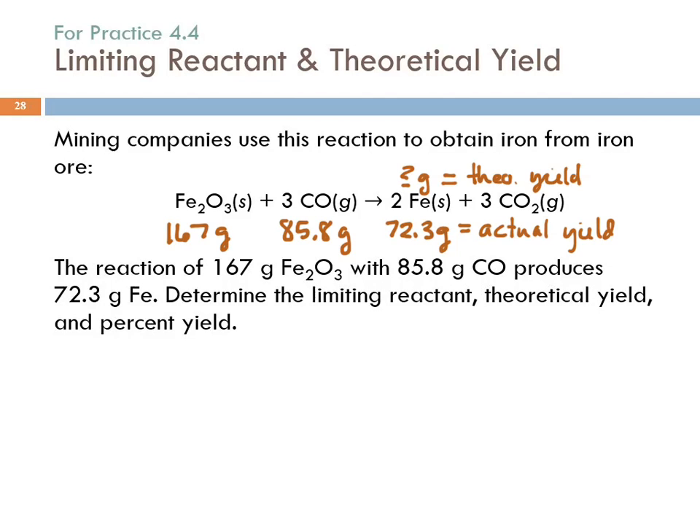Sometimes it's tempting to look at these and say, well, there's a lot more of this one, so this is probably the limiting reactant. That can be very deceiving because it depends on the relative masses of these. It also depends on the coefficients. So it's just complete chance whether you get that one right or not. I wouldn't recommend it. 167 grams of Fe2O3.